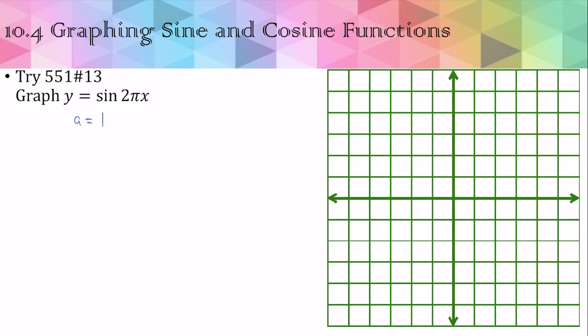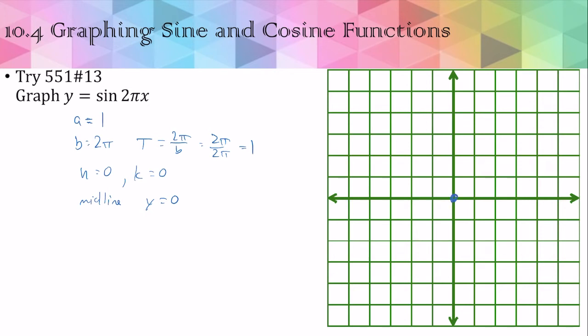Here's 1, so the amplitude is 1. B is 2 pi, so our period is 2 pi over b, which is 2 pi over 2 pi, which is 1, so our period is 1. And then h is 0, k is 0. So our midline is the x-axis again.